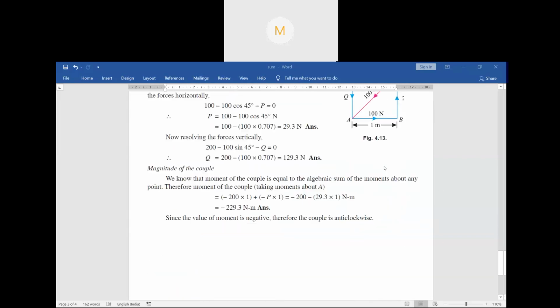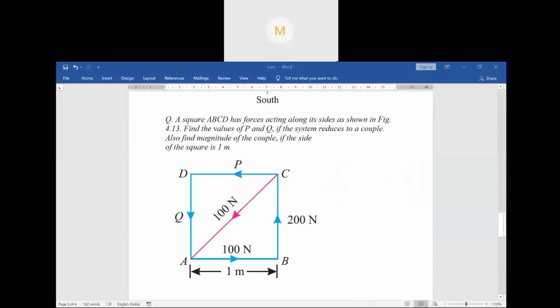So look, this is a bit different numerical, just the question is different. If you can see here, what is given? A square ABCD has forces acting along its sides. So this is a square, with A, B, C, and D. I'll explain the question. What you have to do is find the values of P and Q, if the system reduces to a couple.